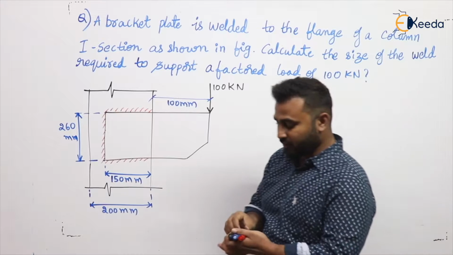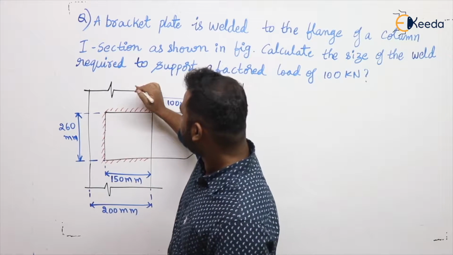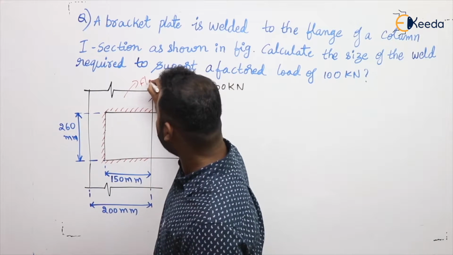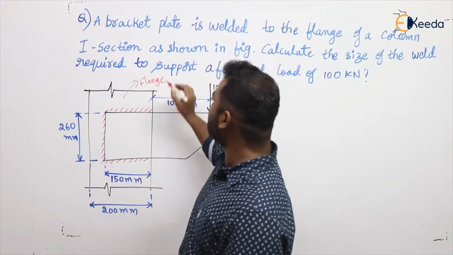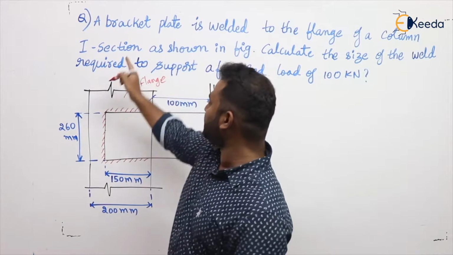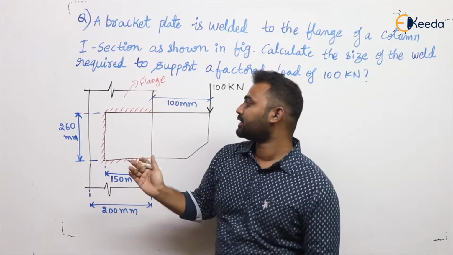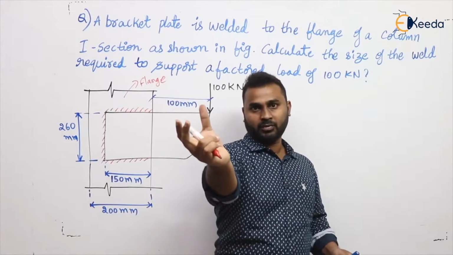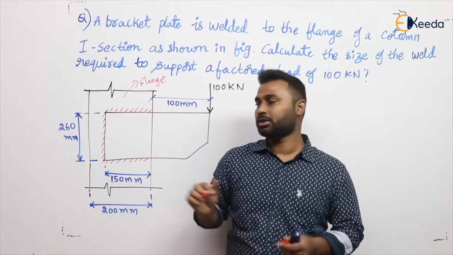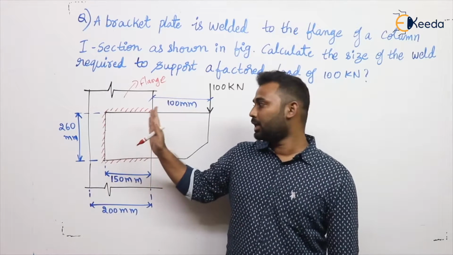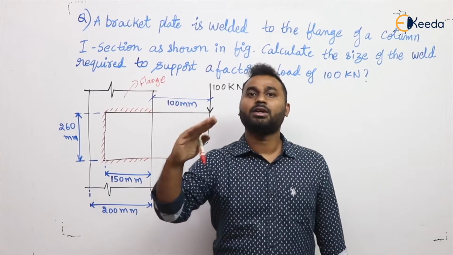So this is the flange of a column, right? So this is the flange. Clear, this is the flange of a column I section. You may see here the I section is perpendicular to the plane of the board. It means this is one flange and there exists a web, and after that one more flange.